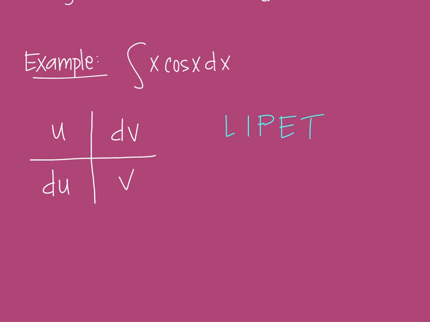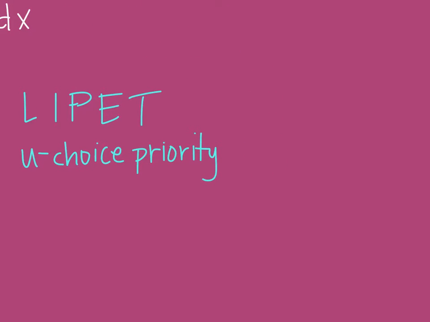What this does is it gives you a hierarchy in order. You have to pick your U first, and you're going to pick your U in the following order. So this is your U choice priority list. L, logarithm. If there's a logarithm present anywhere, that is your top choice for your U.